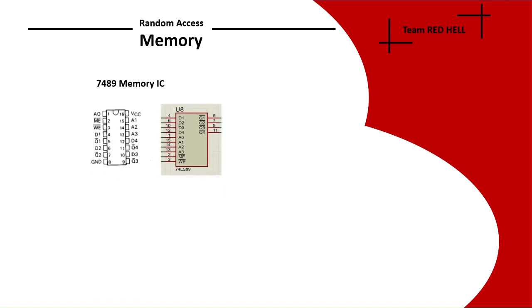Now we will discuss the IC we used in simulation. We used the 7489 IC. It is a 16x4 memory cell. It can store 4-bit data in 16 different addresses.